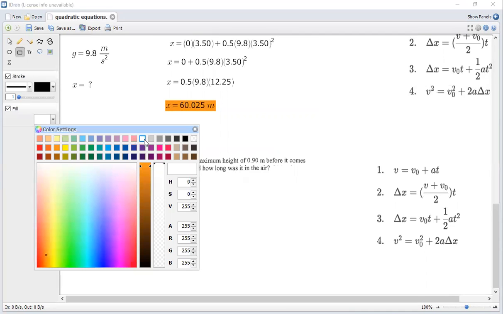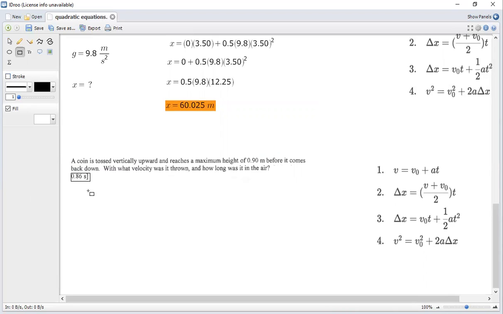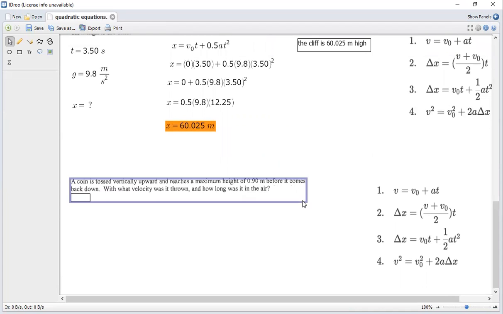I think in this problem, we need an extra information. Let me analyze the problem. With what velocity? No. In this case, we only have one quantity. So let me see. We have the maximum height, we have gravity, and we need to look for velocity. Yes, we can solve it because we have two questions here. We need to look for velocity and then we need to look for time. Give me the values that we have here, please.